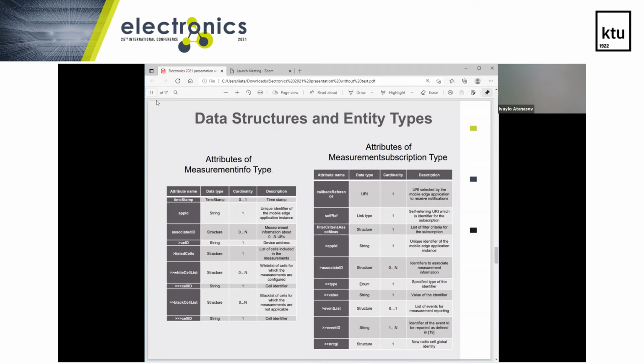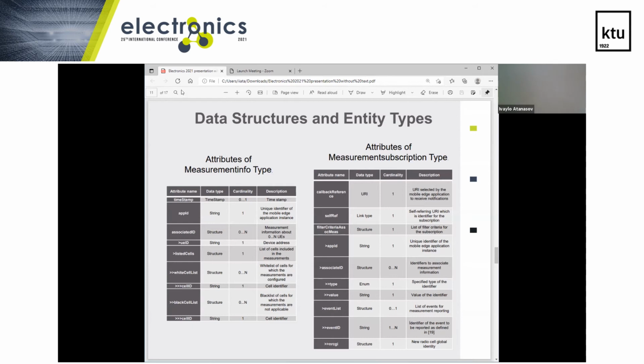My PowerPoint is gone. So the data model is a part of service interface definition, and it describes data structures and entity types. The data model is designed to encourage interoperability and application collaboration, increasing agility in development.